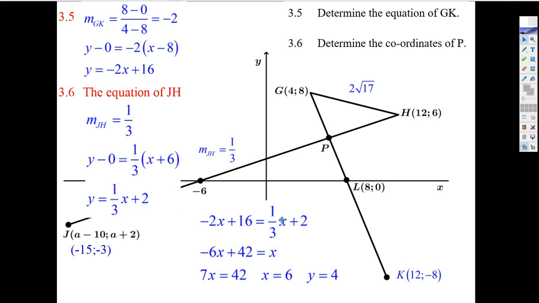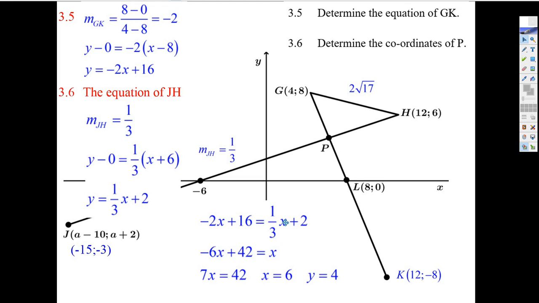If we let those two equations equal each other, and then we solved it, we'd get the answer of P, where they equal each other. Well, there's the equation of JK, minus 2x plus 16. Here's the equation of JH, 1/3 x plus 2. Then all we do is multiply everything by 3. I subtracted 2 first, got 14. Multiplied it by 3, got 42. And then if I add 6x, I get 7x equals 42. Divide by 7. X is 6.